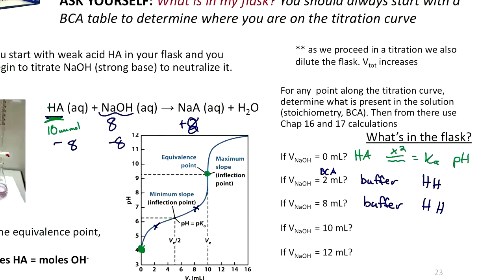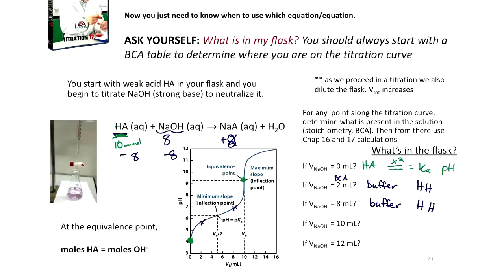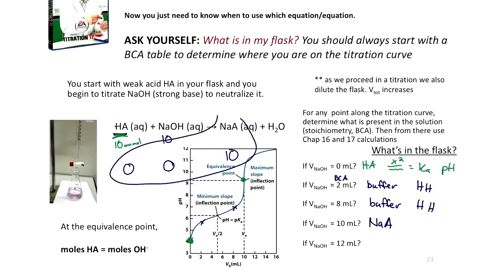So here at this point, we've converted all of the HA to NaA. So let me change these numbers. At the equivalence point, I now have 10 millimoles of both of those. So after these things react, what? I'm going to have 0 of that, 0 of sodium hydroxide, 10 millimoles of sodium A-. So if this is in my beaker, do you know how to calculate the pH of NaA?